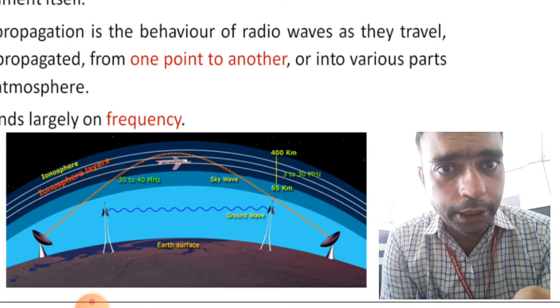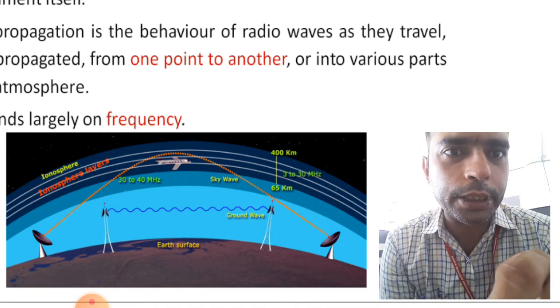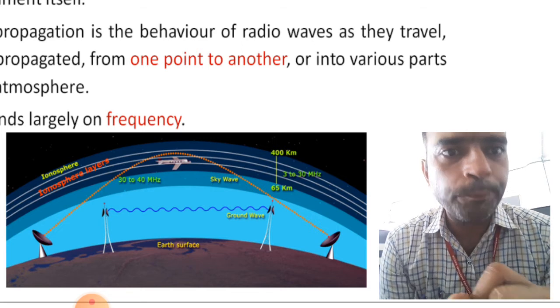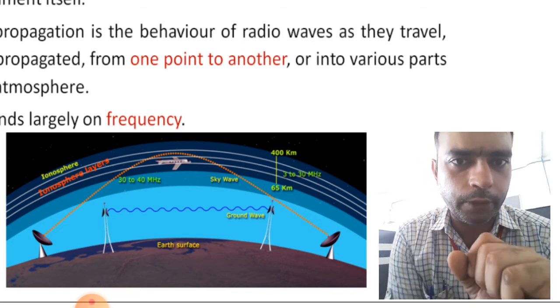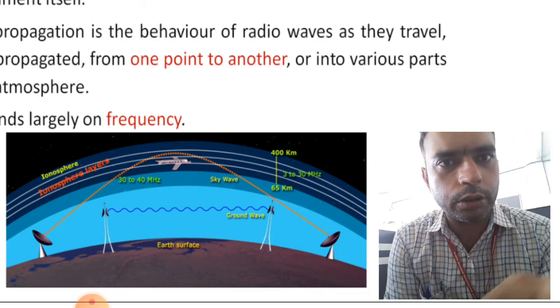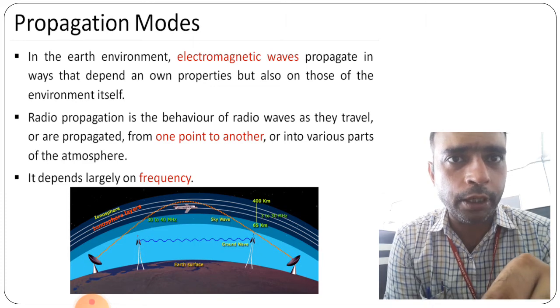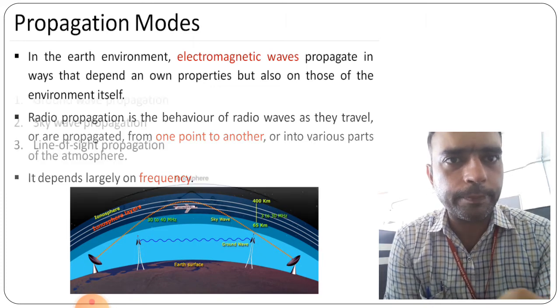So this is the particular frequency. That particular propagation depends on such frequencies. So how will that part receive the signals, and how will it transmit the signals on the earth? This is what is done in the propagation modes, we can say.